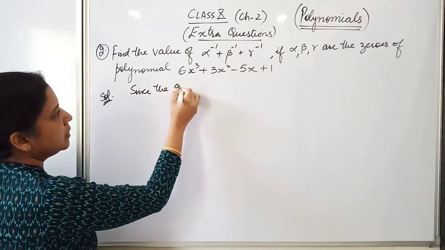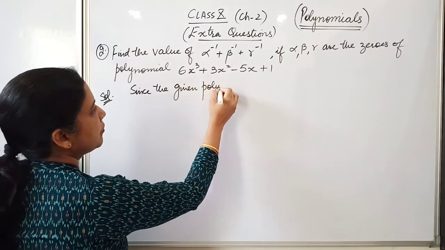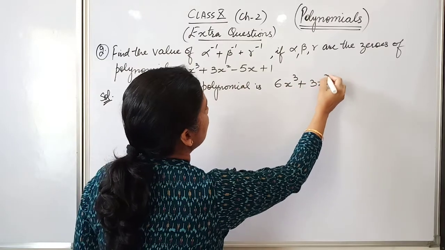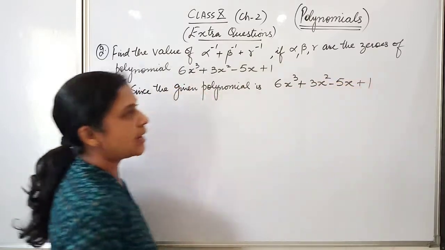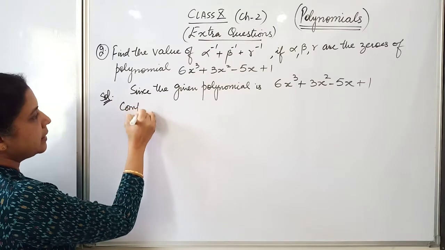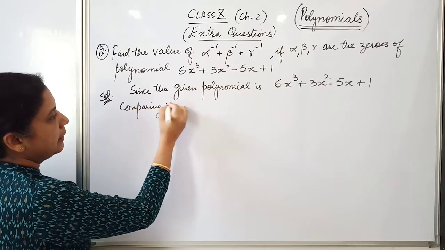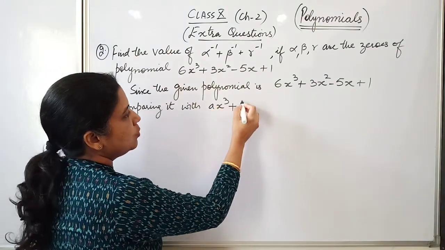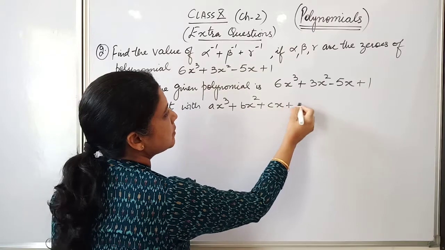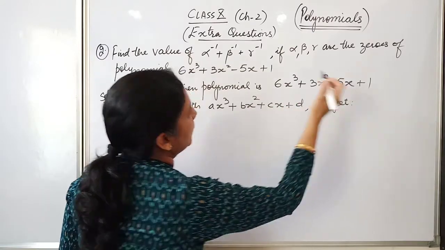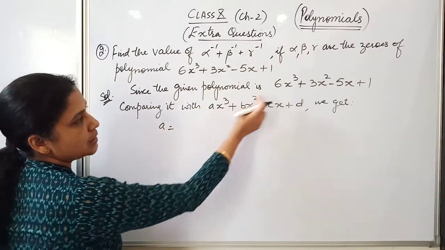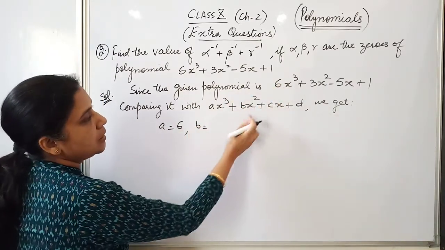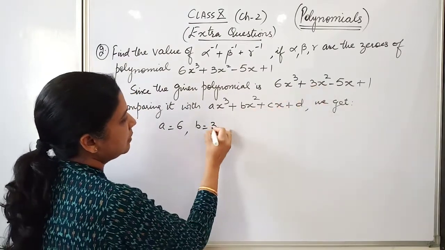Since the given polynomial is 6x cube plus 3x square minus 5x plus 1. So comparing it with, I will compare it with the standard cubic polynomial ax cube plus bx square plus cx plus d. We get a, the coefficient of x cube can be compared. A will be equal to 6. B, the coefficient of x square will be compared with 3.